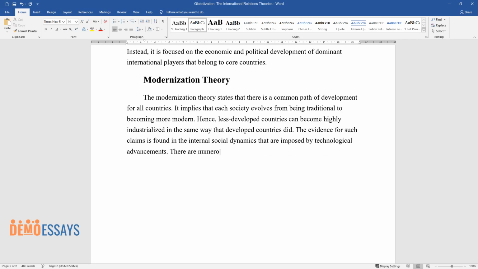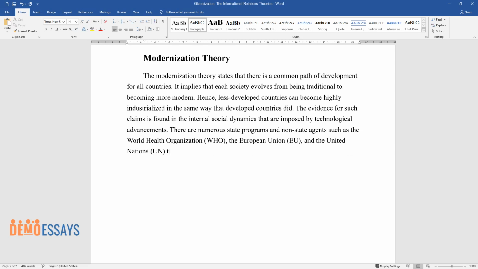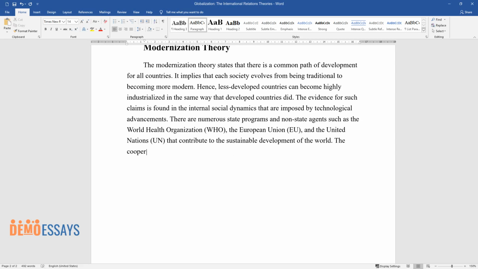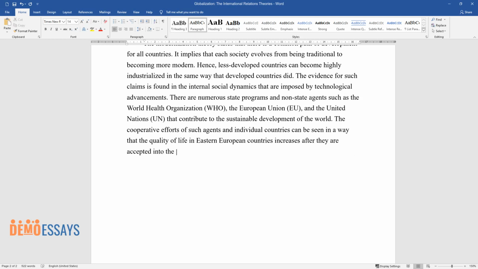There are numerous state programs and non-state agents such as the World Health Organization, WHO, the European Union, EU, and the United Nations, UN, that contribute to the sustainable development of the world. The cooperative efforts of such agents in individual countries can be seen in a way that the quality of life in Eastern European countries increases after they are accepted into the European Union.